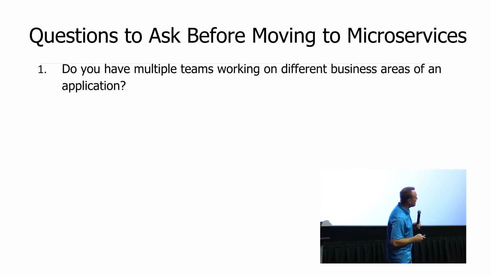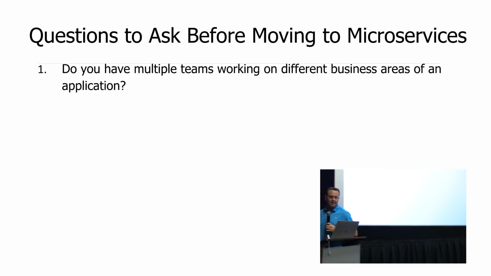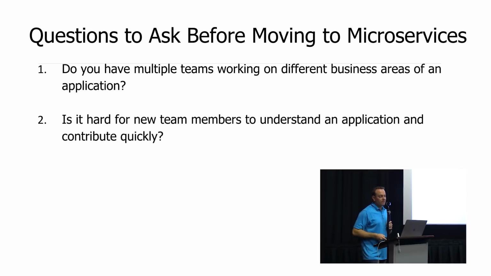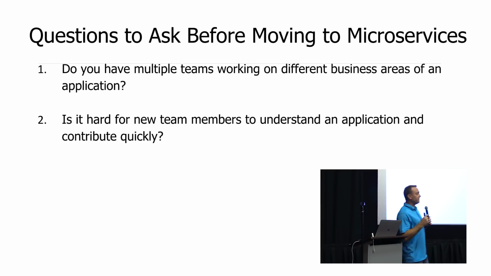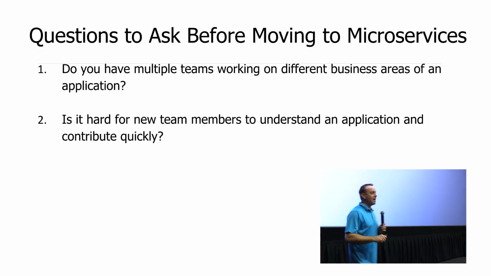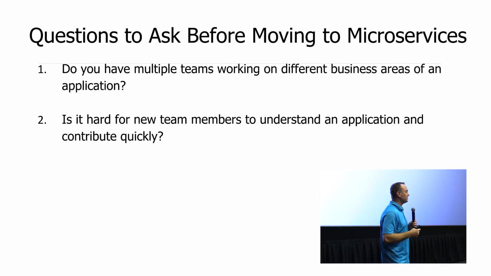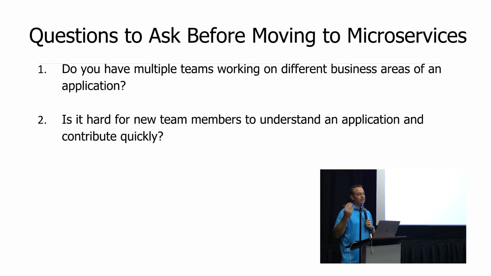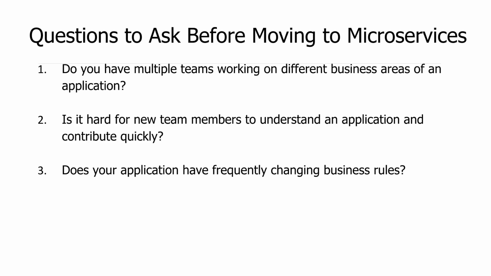All right, now having shown a couple of pros and cons, let's talk about what questions you would ask before you move. Number one: are multiple teams working on different business areas of the app, or is it just one team? How do you want to divide that up as far as the teams go? Is it hard for new team members to understand your app? How many have an app where, if I was to walk in right now, you'd go, yeah, it's going to take a while to figure this out? How many work on an app where you feel like that on a given day, where you're like, it's going to take a while, and I've been here 2 years? I mean, it's pretty normal, right? Apps get big, and as they grow, the complexity grows. But again, that's where microservices might help out.